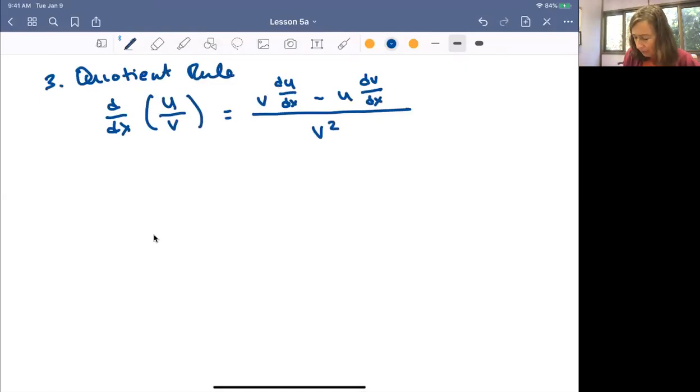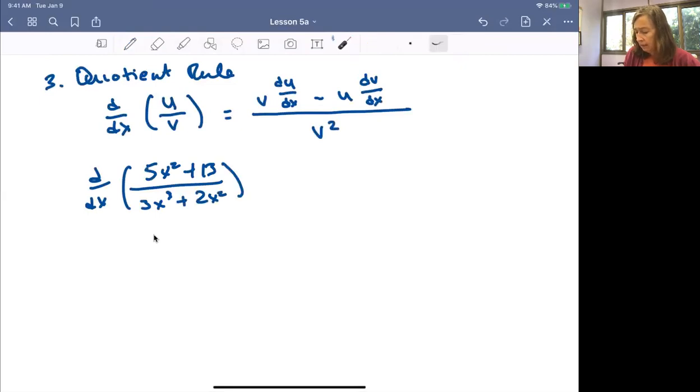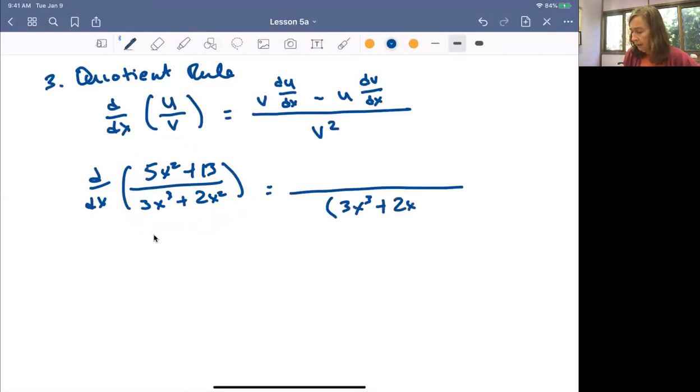And let's just do an example right now. The derivative with respect to x of 5x squared plus 13 divided by 3x cubed plus 2x squared. So my u is up here, 5x squared plus 13. My v is 3x cubed plus 2x squared. So that derivative has v squared in the bottom. So in the bottom we have 3x cubed plus 2x squared, the whole thing squared. And in the top we have v, so let's just copy v again here.